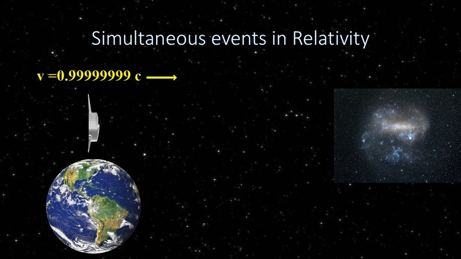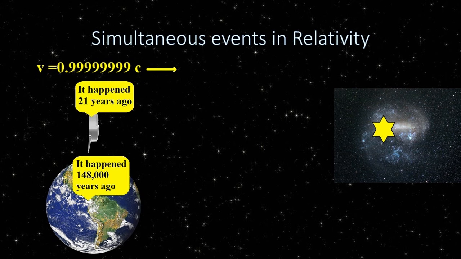Let's take the case of a ship traveling really close to the speed of light relative to the Earth. One day, they both observe a star go supernova in the Large Magellanic Cloud. According to the person on Earth, the supernova happened 148,000 years ago, but according to the person on board the ship, it happened only 21 years ago.